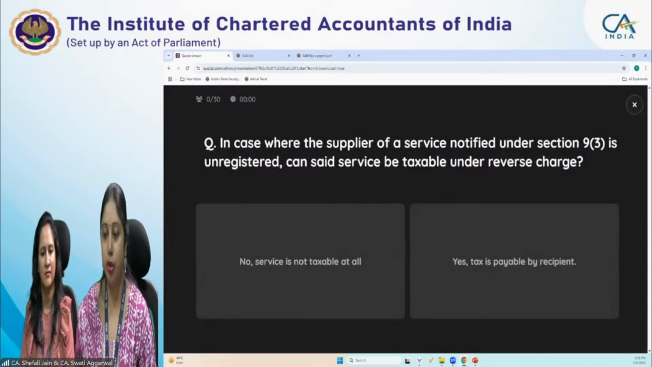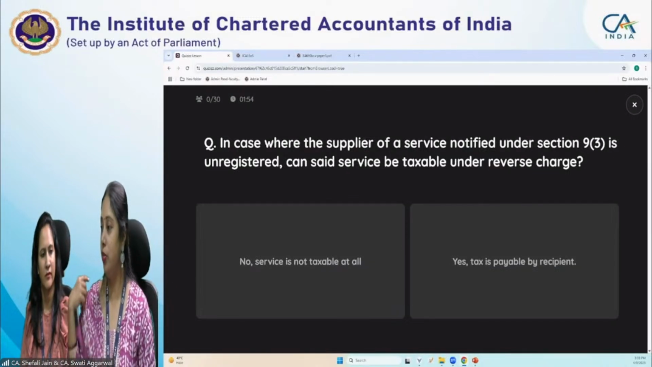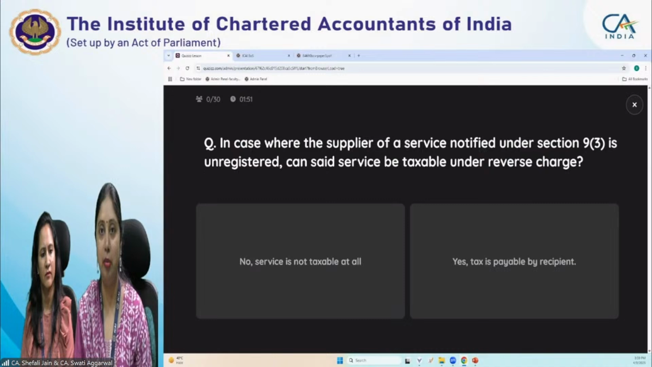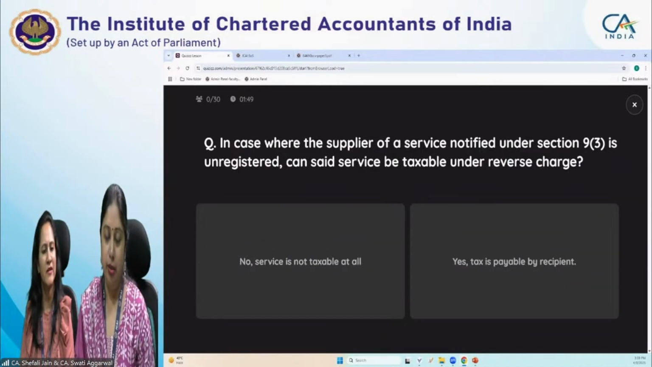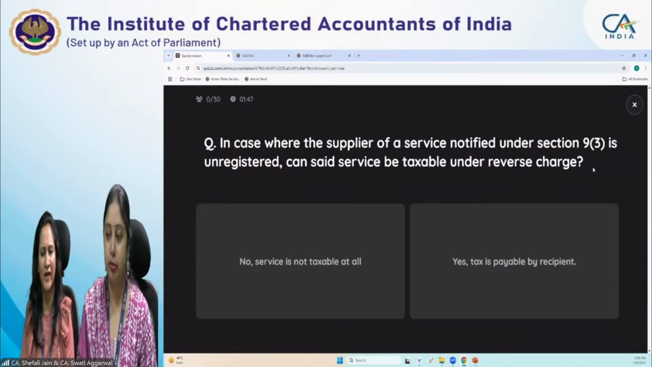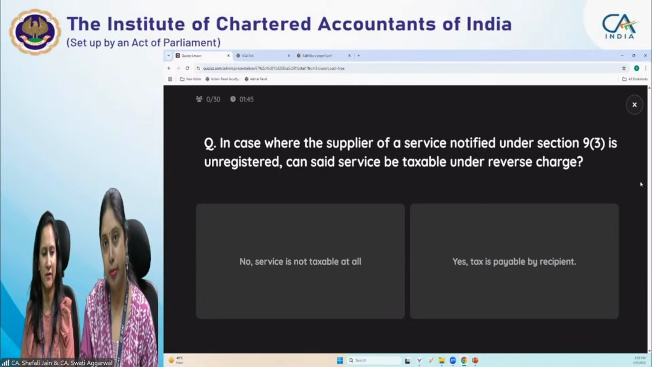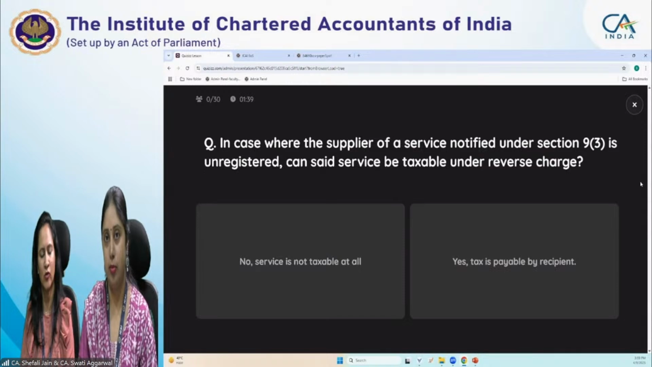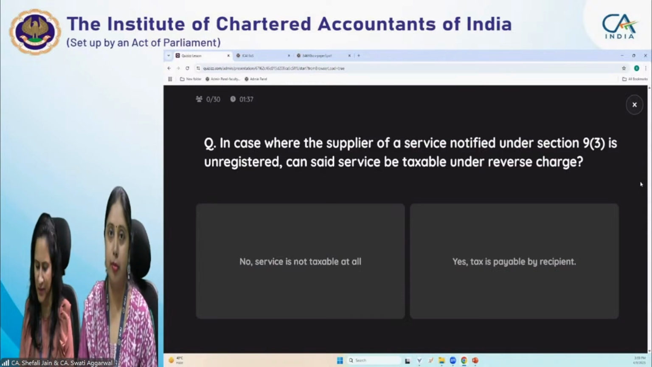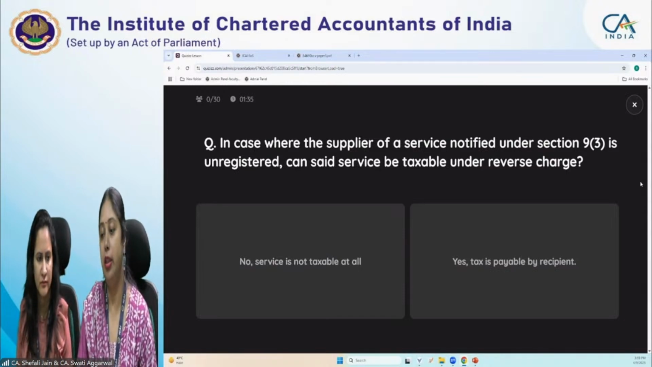It is there on your screen. It's actually a conceptual question which we had put, though it will make us exceed our time limit. But in case where the supplier of a service notified under section 9(3) is unregistered, can said service be taxable under reverse charge? Option A, no, service is not taxable at all. Option B, yes, tax is payable by recipient. This is a very conceptual question. You need to know this question.